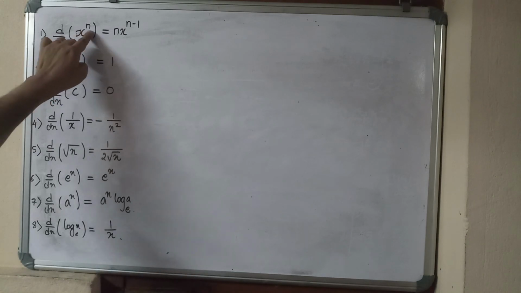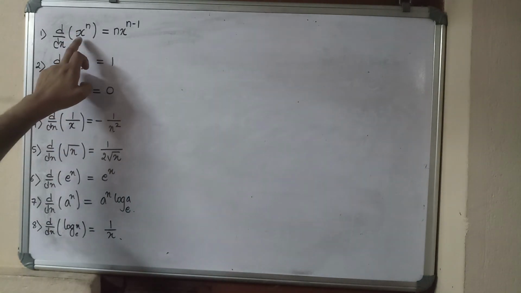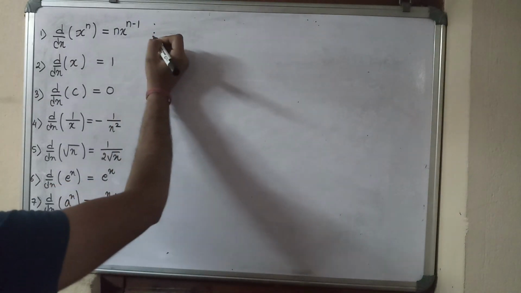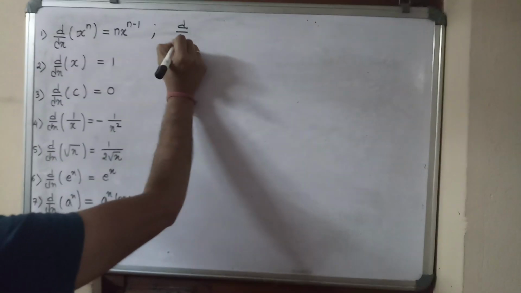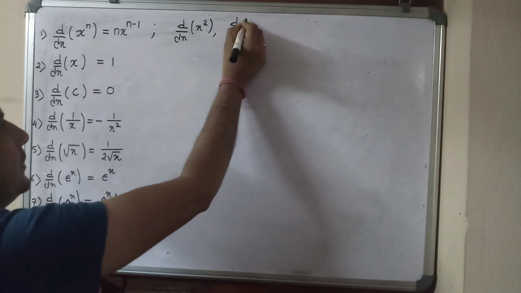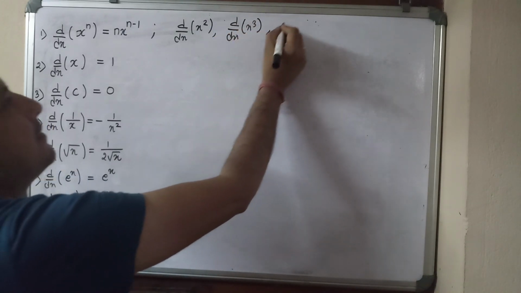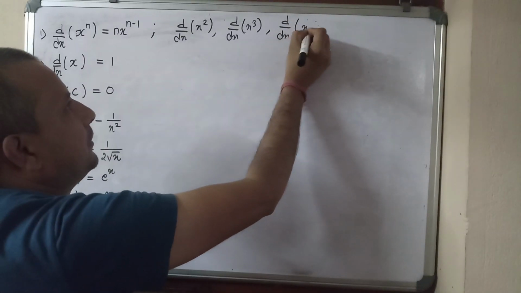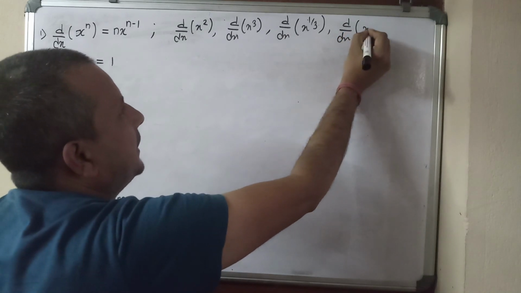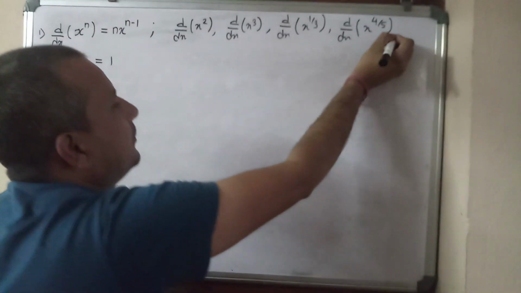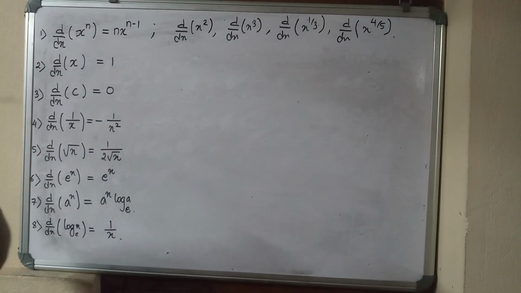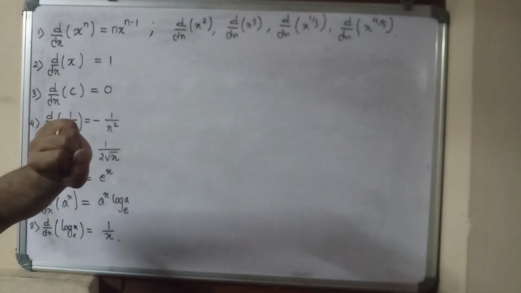X to the power n, this formula is called variable to the power constant. For this formula, you will get this kind of identities while solving the numericals: dy dx of x square, dy dx of x cubed, dy dx of x to the power 1 by 3, dy dx of x to the power 4 by 5. For these you have to use the x to the power n formula, which is n x to the power n minus 1.